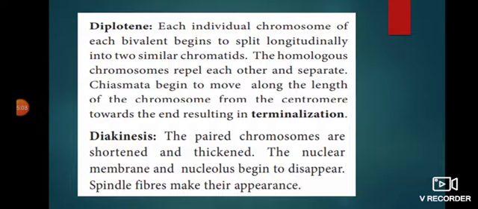The last stage is diakinesis. The paired chromosomes are shortened and thickened. The nuclear membrane and nucleolus begin to disappear. Spindle fibers make their appearance.